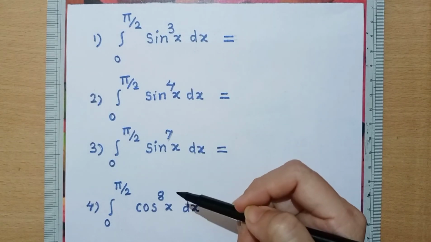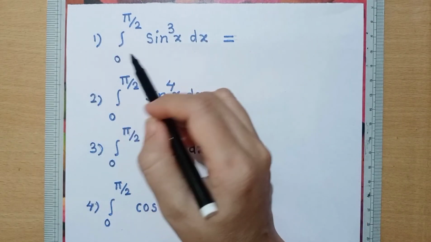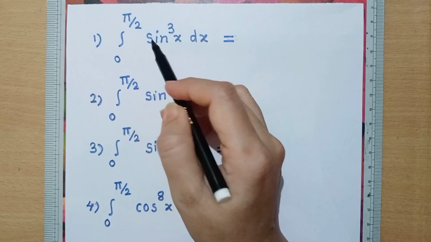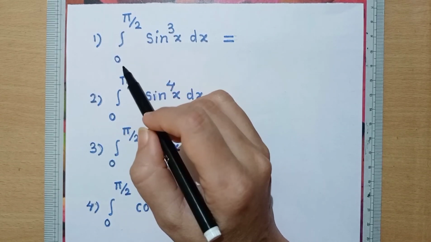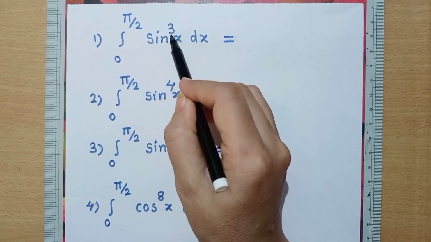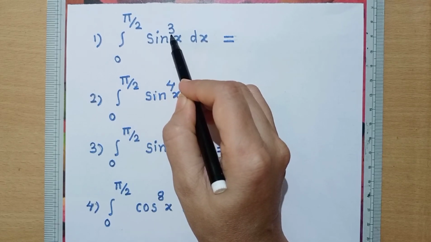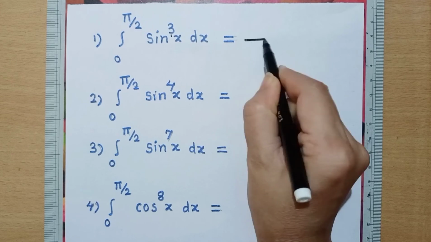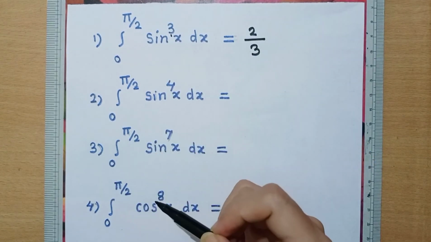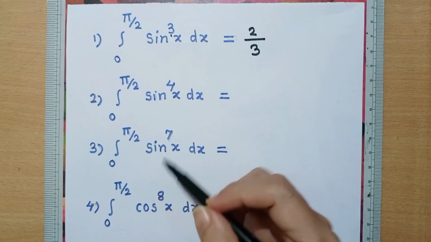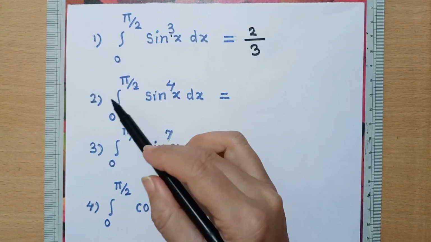Let's solve these examples and check the first example. Integration sine cube x dx from 0 to pi by 2. So this is in the standard form, and now check the index. This is odd number 3. So here we will write downside 3, upside 2. This is the answer of this integration. Very easy.